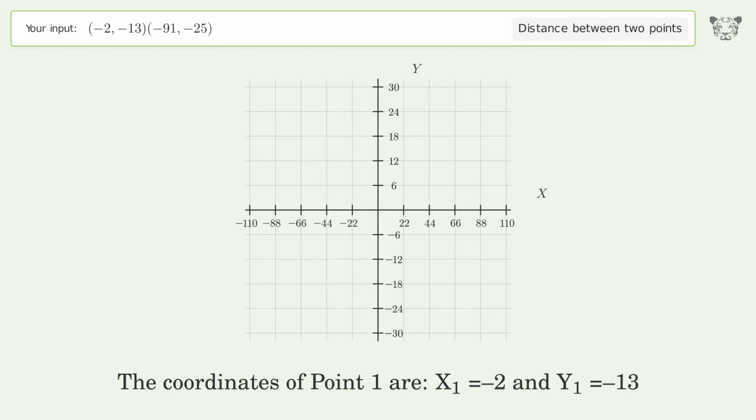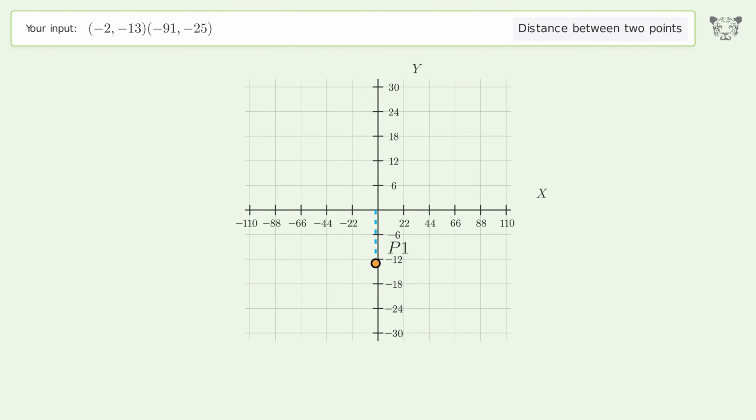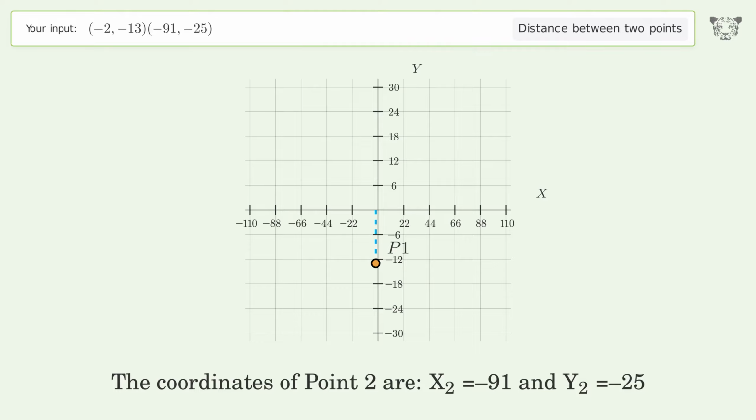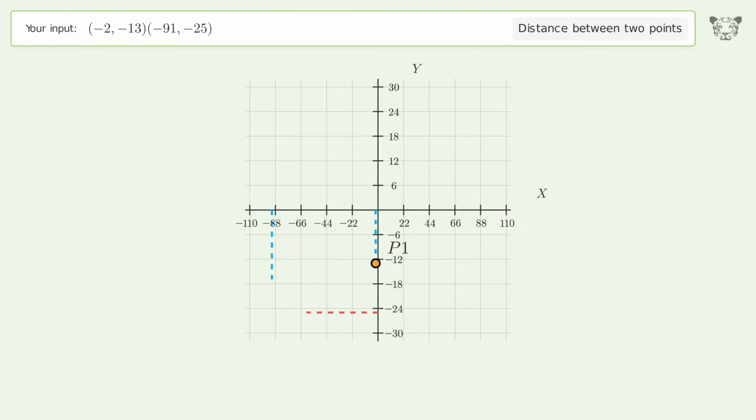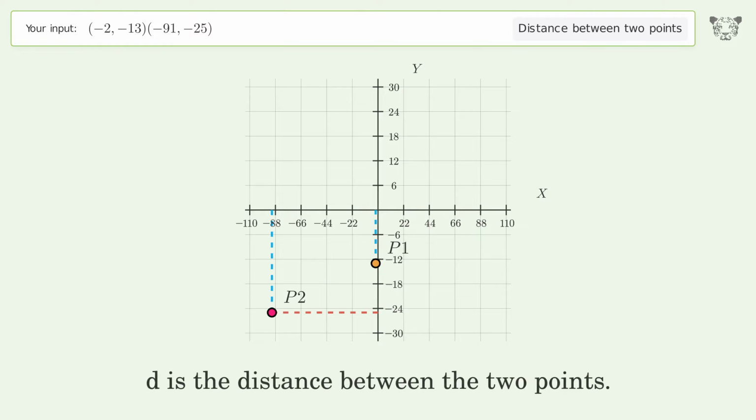The coordinates of point 1 are x1 equals -2 and y1 equals -13. The coordinates of point 2 are x2 equals -91 and y2 equals -25. D is the distance between the 2 points.